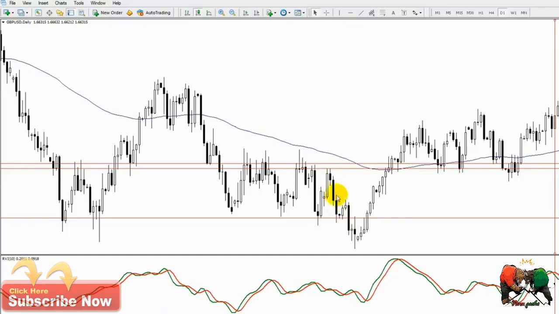Okay, so everyone's doing the same thing. The market is showing signs of continuing to go in a downwards direction with these lower highs and lower lows. We're trading below the 100 EMA and our RVI has crossed over.